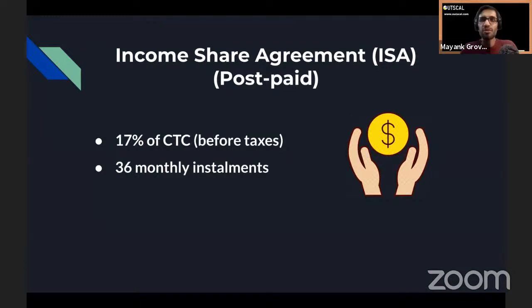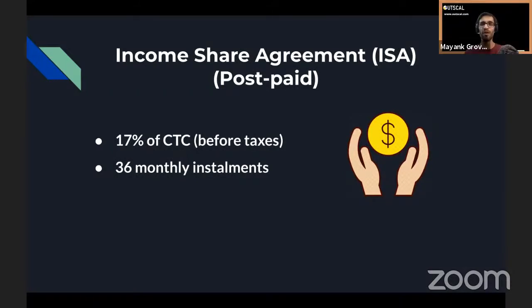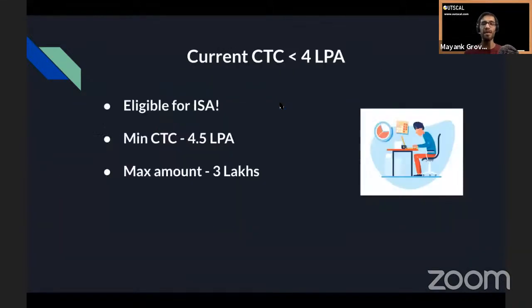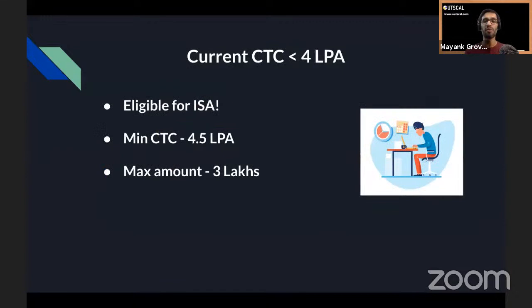Swagat is asking, if I'm not working and I don't have any CTC at all, am I eligible? Absolutely. That falls under the same category of less than 4 CTC. 0 CTC is also less than 4 CTC, right? So if you're not working, you're also in this category, and you will be eligible for an ISA. Okay.